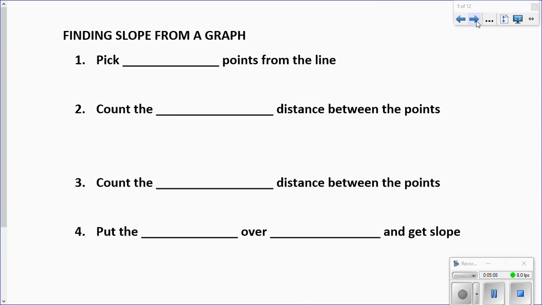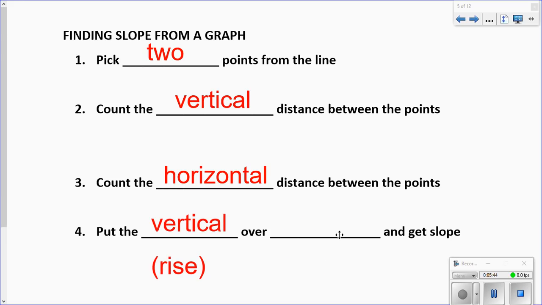So, there are different ways we can find slope. One is from a graph, and when that happens, we basically just pick any 2 points from the line. I always suggest picking ones that are on the grid intersections because the numbers are integers rather than decimals or fractions. So try to pick them on the intersections if you can. And then you're going to count vertically the distance between the points, up or down, and count horizontally left or right. Then you put the vertical distance, your rise, over your run, and that gives you the ratio for your slope.